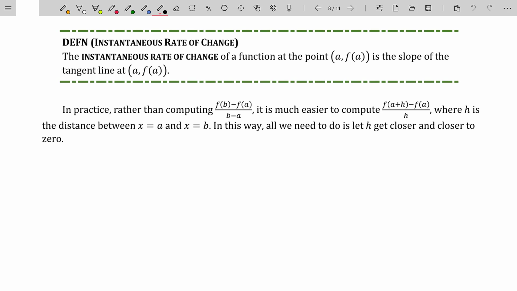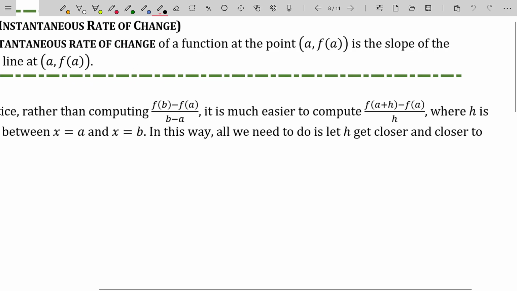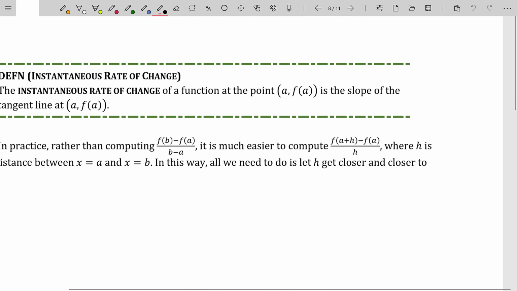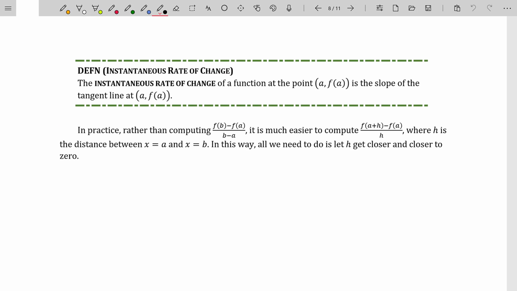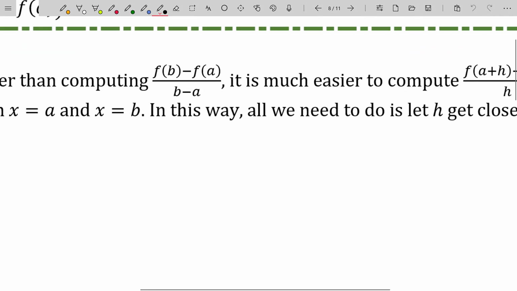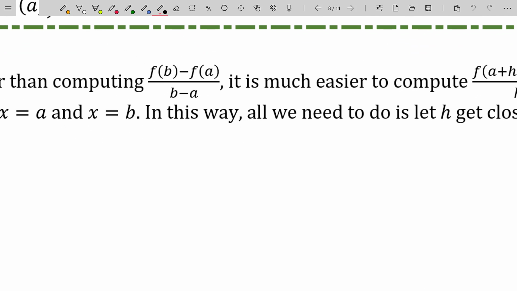In practice, rather than computing the slope itself, it's much easier to compute this version, where h is allowed to go to 0. It's just the distance between a and b, and we're allowing b to get really close to a. Let me say that again. If b is equal to a plus a little bit of a wiggle, that's actually what h is. H is just a wiggle.